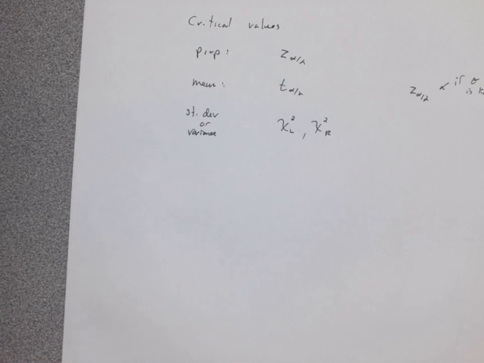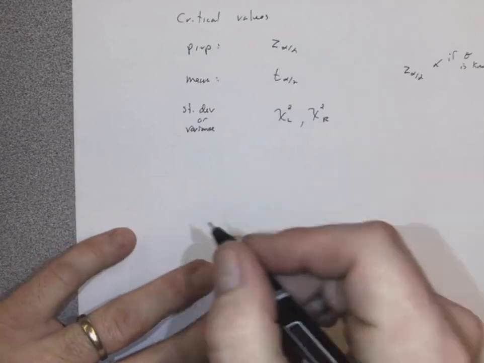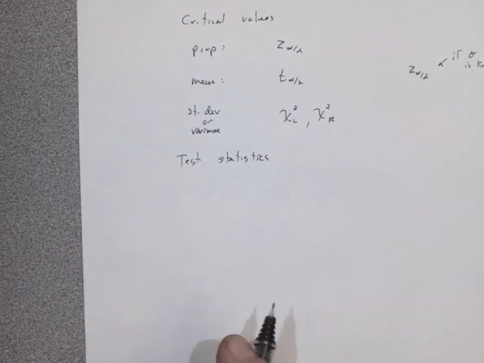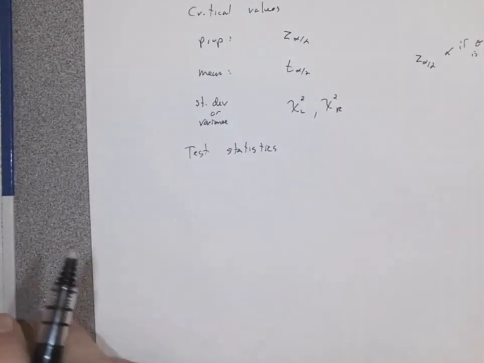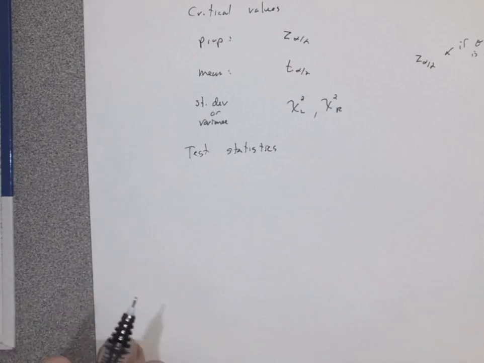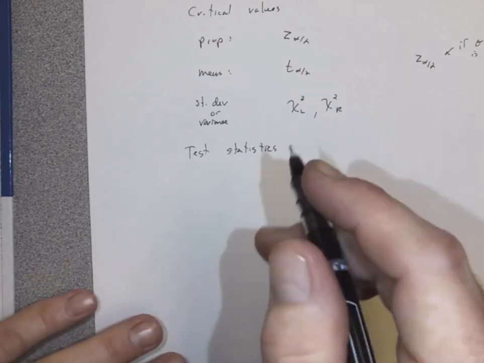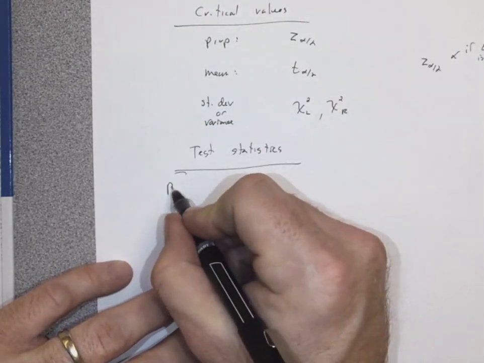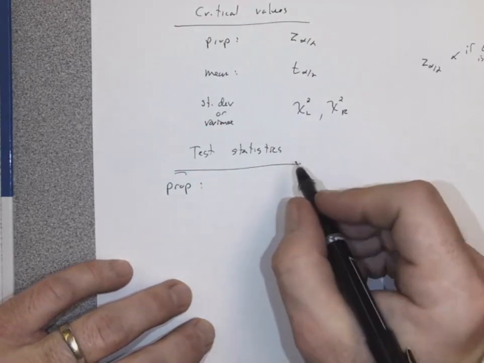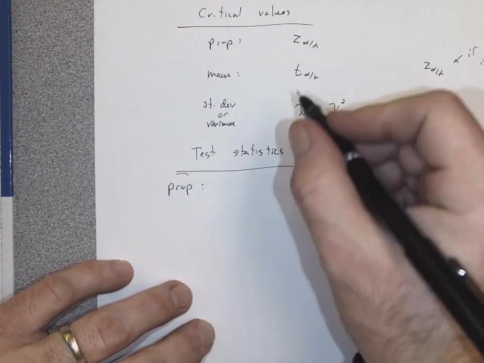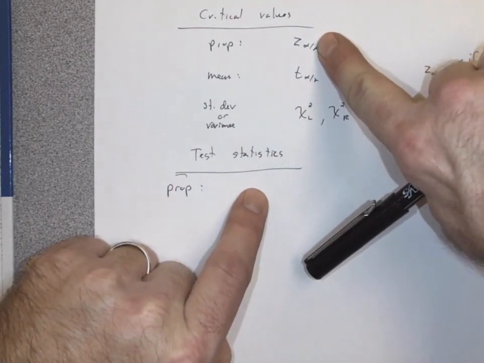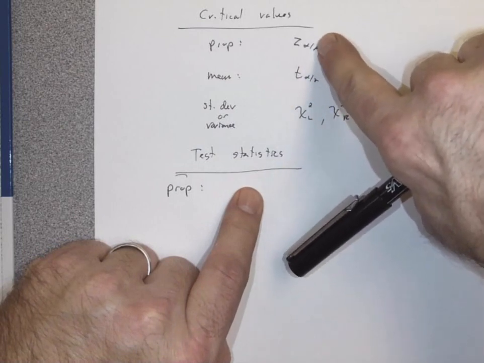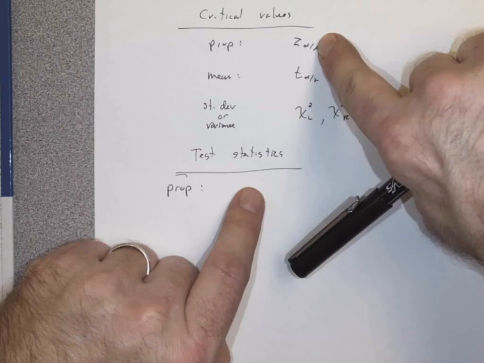Now from these particular things, you're going to have to be able to find our test statistics. Our test statistic for proportion is going to be a z-score, because this is our critical value. So what I'm going to be doing is looking at these two particular numbers: a test statistic that comes from our sample, and the critical value that comes from our confidence level or our significance level, and I'm going to compare these two z-scores.